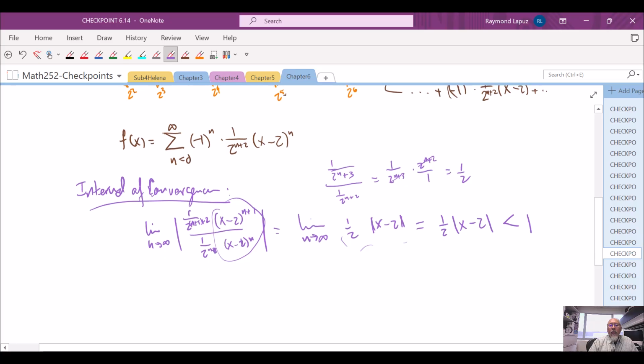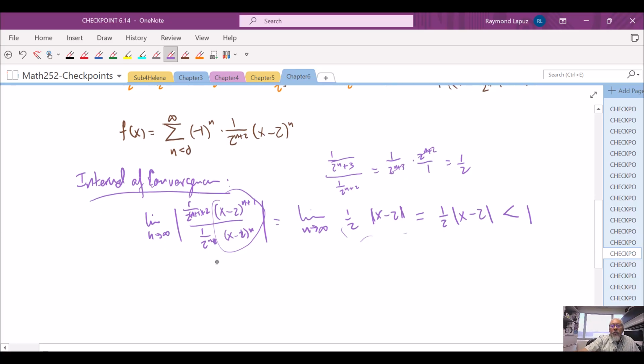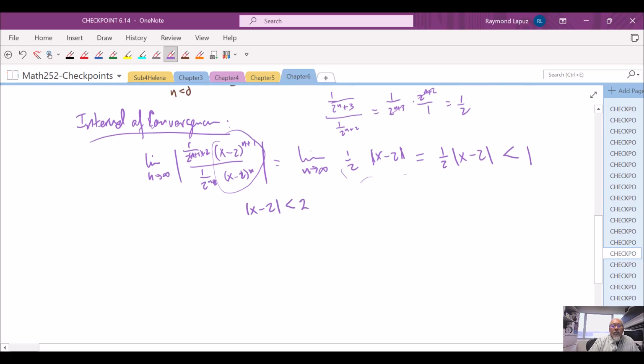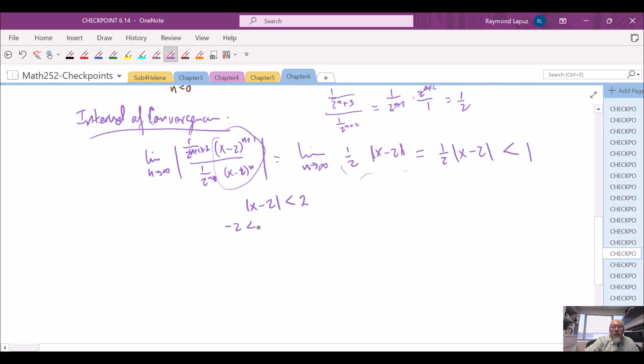All right. So if we have that less than 1, we're going to get |x - 2| times 1/2 less than 1. We multiply by 2 on both sides, and it's positive, so the sign will remain, and this will be 2. And then this will look like -2 < x - 2 < 2, and this will give us x to be between, let's add 2 to both sides. This is 0, and this is 4.